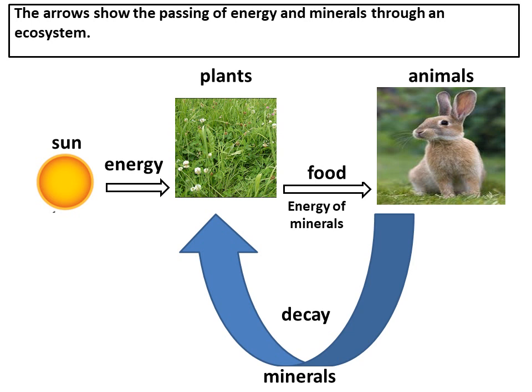Then it helps the plant to make its food. Then the food goes where? For the animals. From the plant to the animals. Then after the animals die, the decomposers will come and decay them and make the minerals available again for the plant. And this is how the ecosystem works. They sustain each other. Okay, grade 7.